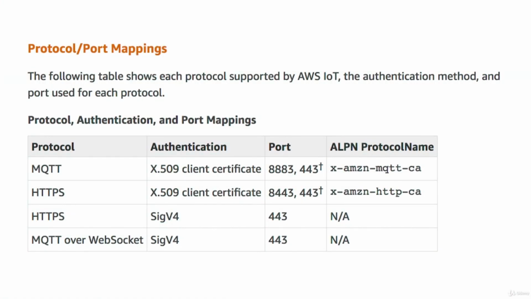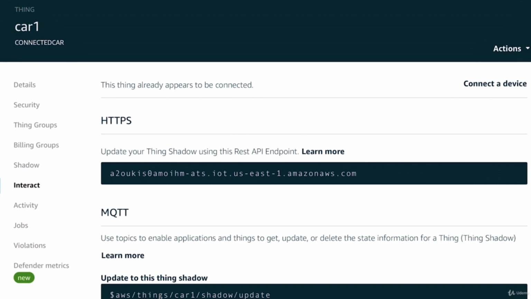The message broker supports clients connecting with the HTTP protocol using a REST API. Clients can publish by sending a POST message to the endpoint and URL of your thing. If you'd like to use the HTTP protocol, you can find the endpoint for a thing in the AWS IoT console. AWS IoT supports MQTT over web proxies.